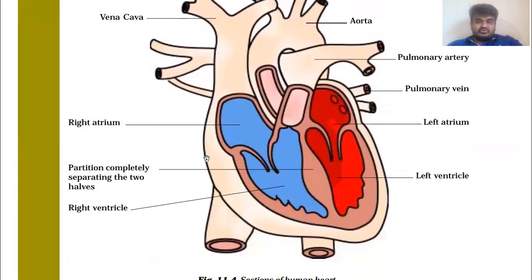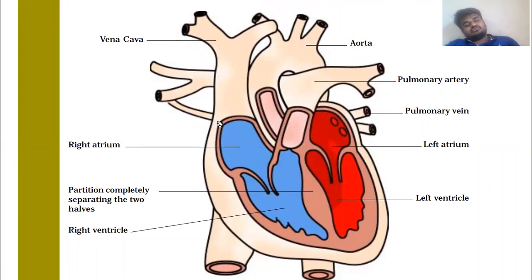In the heart, let's go with the figure only. First of all, with the help of this vein, blood will come into this right atrium, which will be rich in carbon dioxide. Here, the blood which is in blue color is rich in carbon dioxide, while the blood which is in red color is rich in oxygen. So in the right atrium, first of all, the blood will come from the vein, and it will be rich in carbon dioxide.